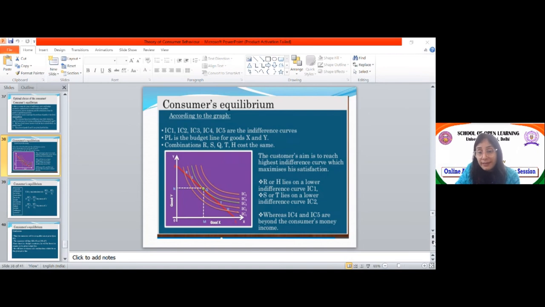Yes, Priya, I have shared in the group the Mankiw reading here that you can read. Okay. If you want to go for the SOL material, you can go for that. But Mankiw also is the best book.